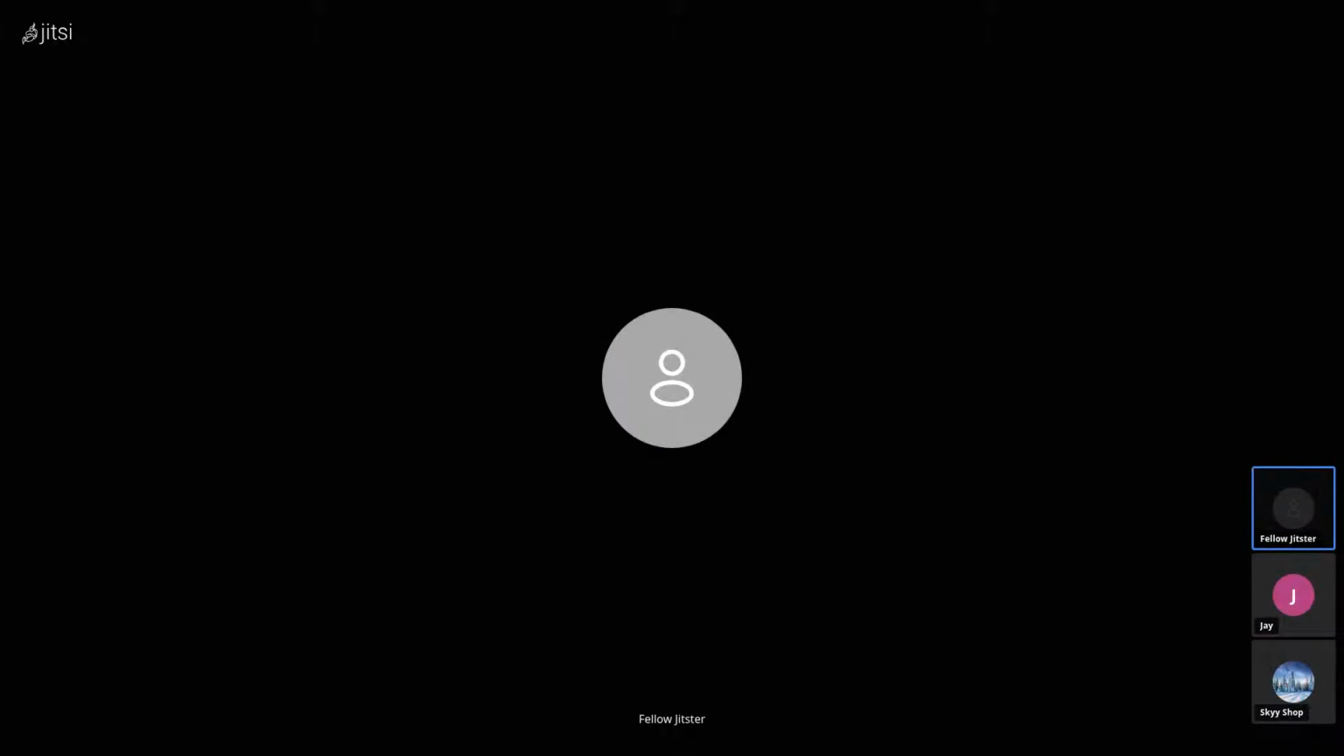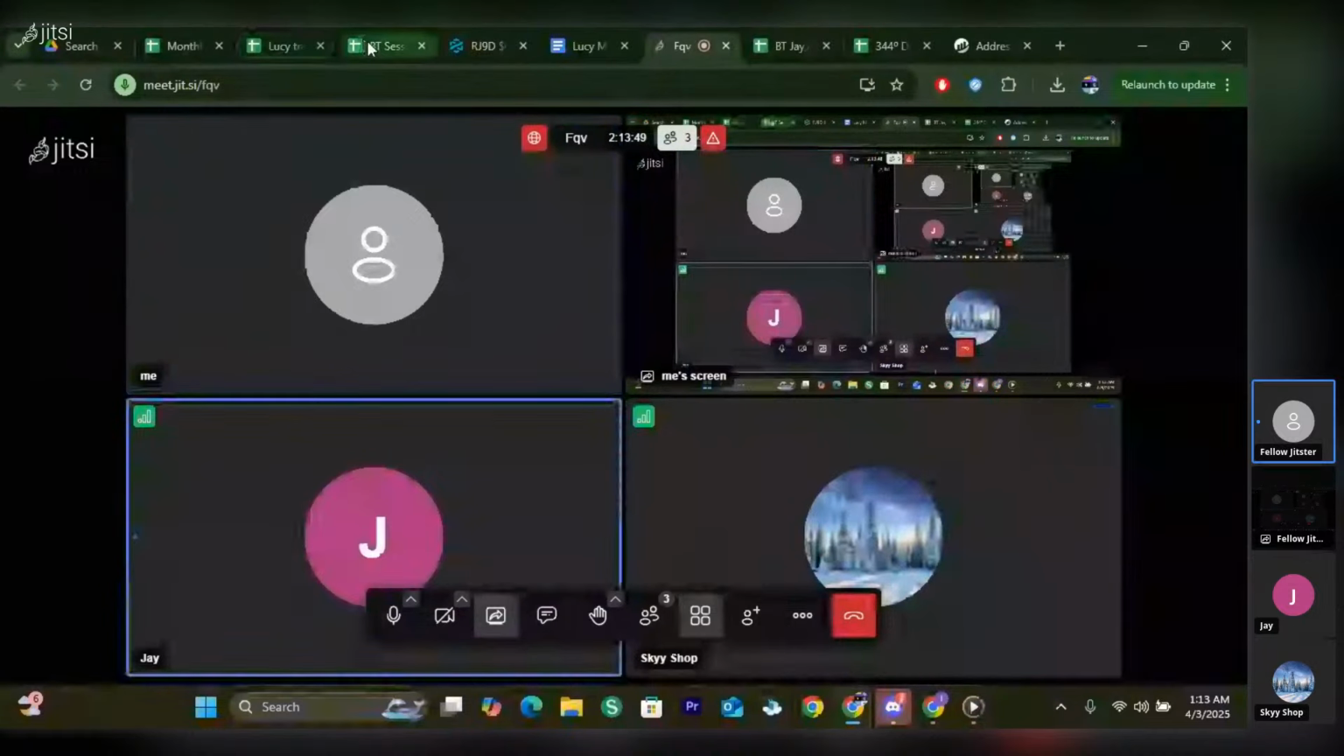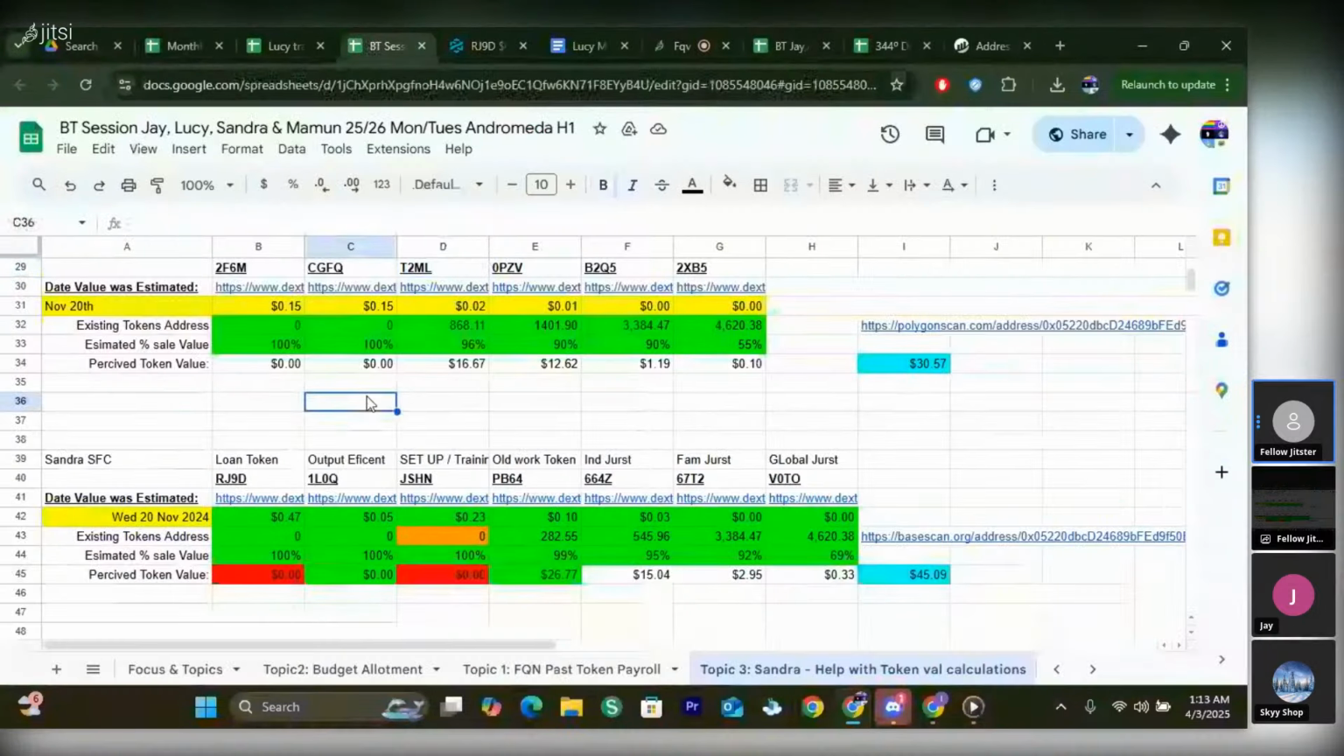Okay, let me share my screen. You know, we don't have to pretend. That is how we sold the token for FQN, it was estimated. Yeah, and it is in there, November of 2024. See my screen. This is how we did it. This is for Sandra. Yes, November 2024, of course.